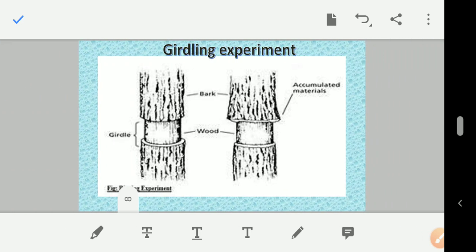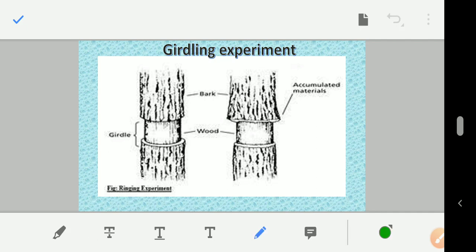Girdling experiment, it is also known as ringing experiment. In this we have learned also phloem बाहर की तरफ होता है क्योंकि हम खाना खाने बाहर जाते हैं. So we have removed the phloem. Now if phloem is removed, then food cannot conduct, and that's why food is accumulated here. The another question which could be asked here, name the another tissue which conduct water, that is xylem.